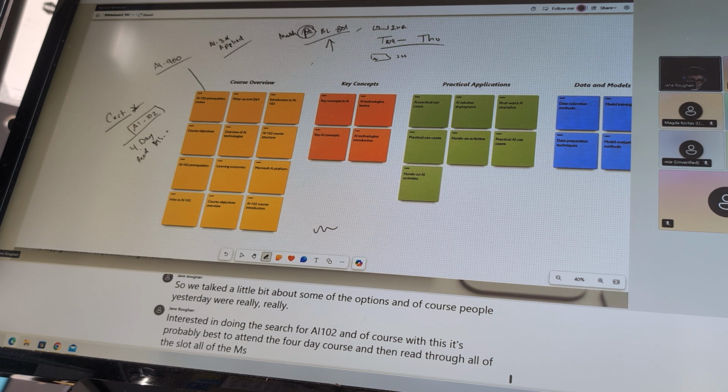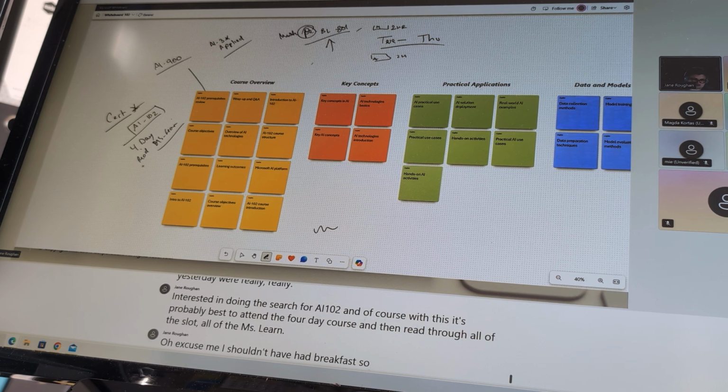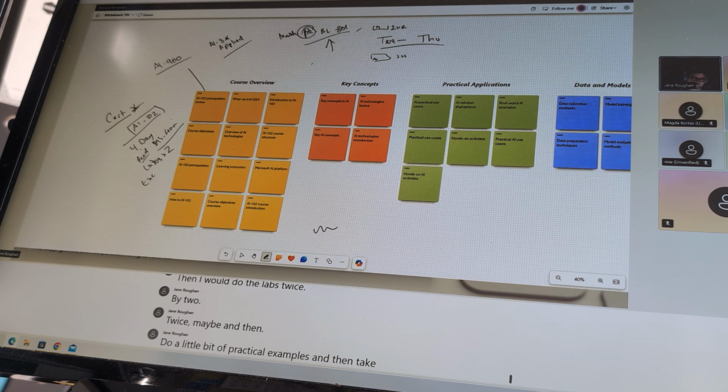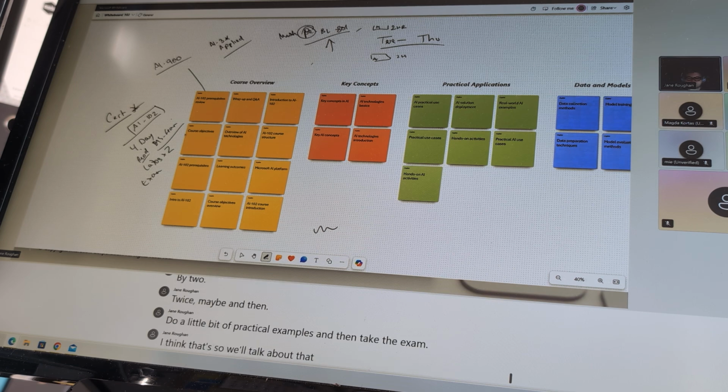MS Learn content. Oh, excuse me, I shouldn't have had breakfast so late. Then I would do the labs twice, and then do a little bit of practical examples, and then take the exam. We'll talk about that on the last day as well.